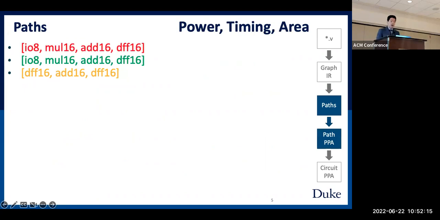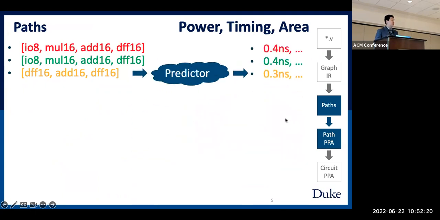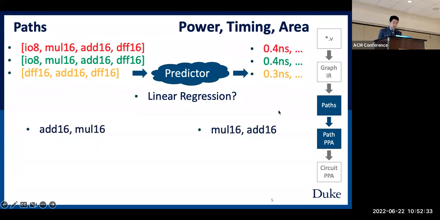Once we have enumerated the paths, the next step is to predict the physical characteristics of these paths. That includes the area, power, and critical timing. But what model is best suited for this? We could use something simple like a linear regression model, but we quickly run into a problem. Let's consider an example below, where we have a multiplier and an adder arranged in 2 different orders. Naively, we would assume that synthesizing these 2 paths will result in the same area, power, and timing because they contain the same functional units.